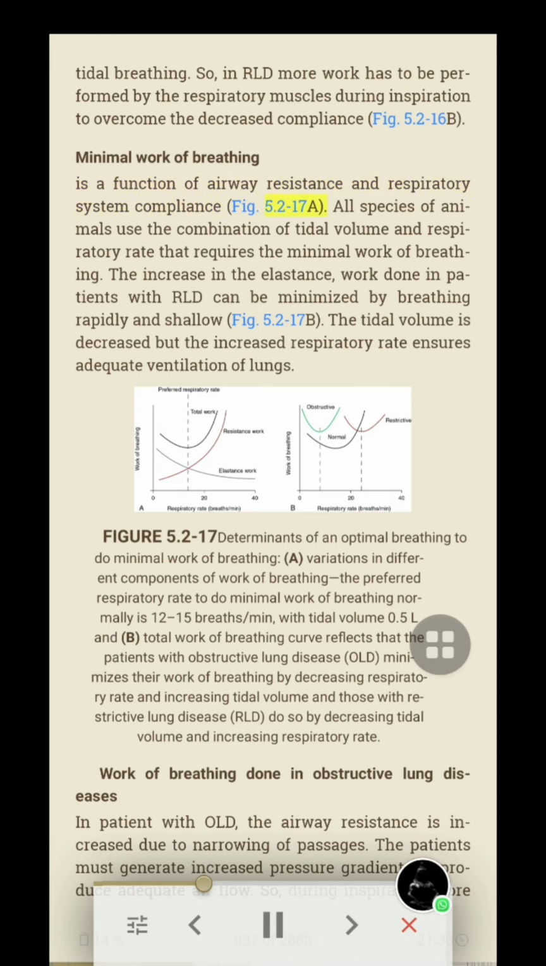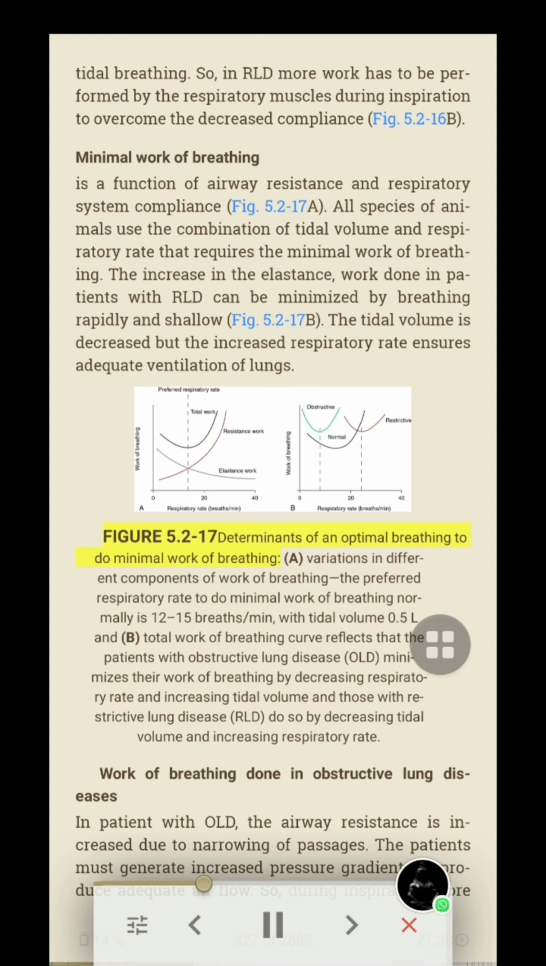Figure 5.2-17a. All species of animals use the combination of tidal volume and respiratory rate that requires the minimal work of breathing. The increase in the elastance work done in patients with RLD can be minimized by breathing rapidly and shallow. Figure 5.2-17b. The tidal volume is decreased, but the increased respiratory rate ensures adequate ventilation of the lungs.